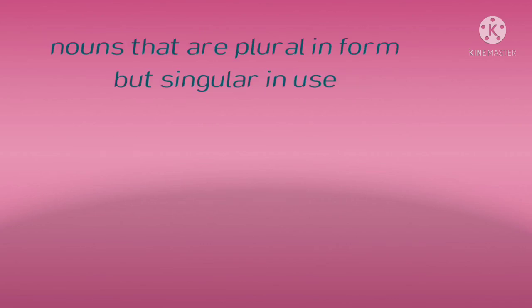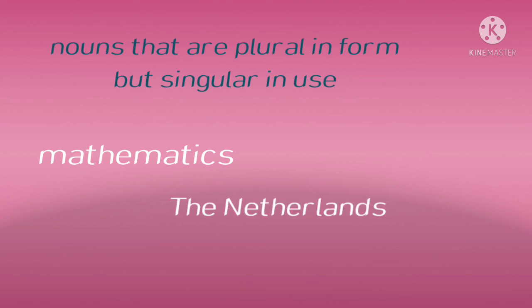Again, there are certain nouns that are plural in form but singular in use. Say for example, mathematics. It has the letter s at the end, but it is only one subject, singular. The Netherlands. The name itself has s in it, but then it is singular. News, same. We learnt nouns, number in this video.